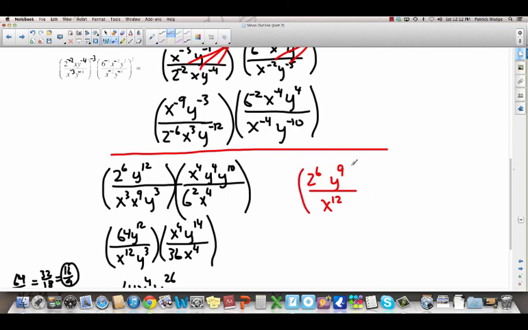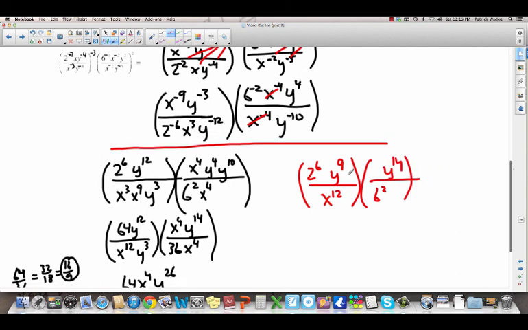Then if I look in the second one and do the same thing, 6 to the negative 2, well, that flips into the bottom, 6 squared. x to the negative 4, x to the negative 4. It's the same amount. They cancel out. y to the 4th, y to the negative 10. What's bigger, 4 or negative 10? 4. How much bigger is 4 than negative 10? 14. Okay, so now we're already almost done.